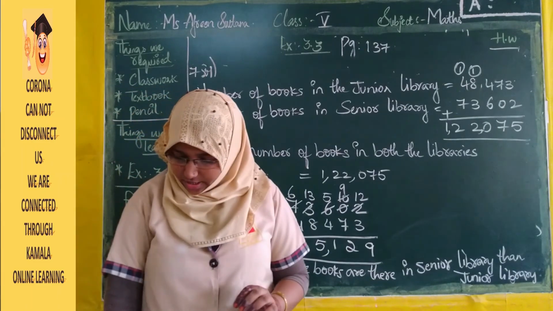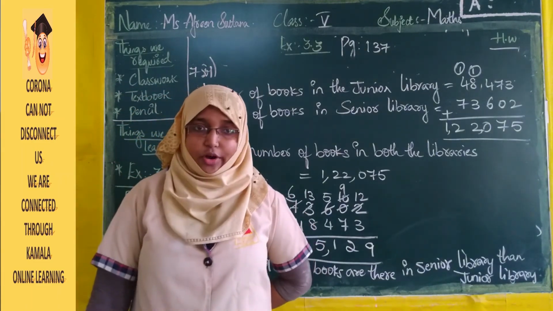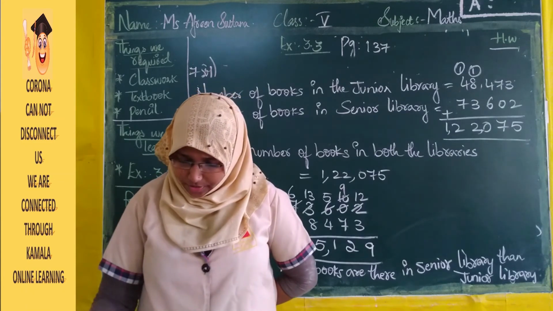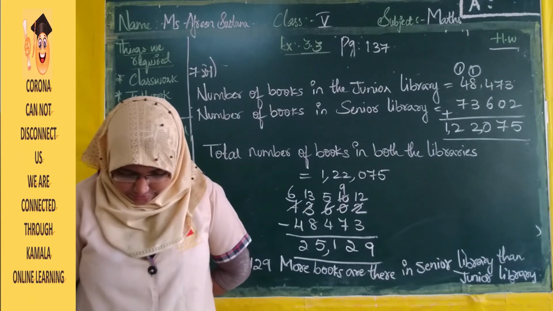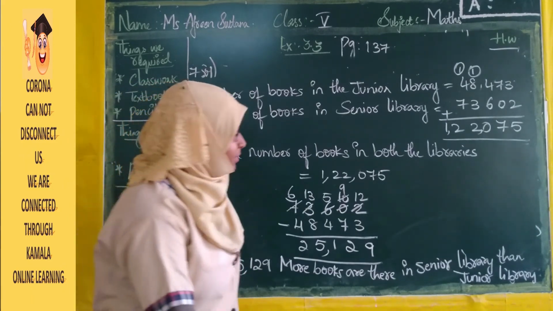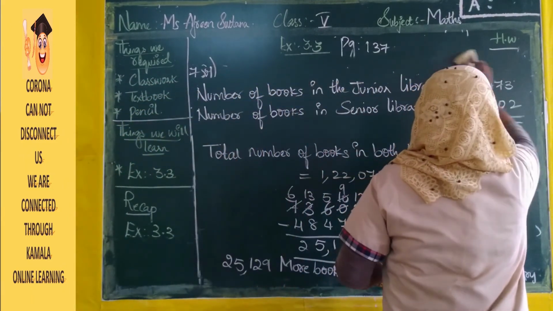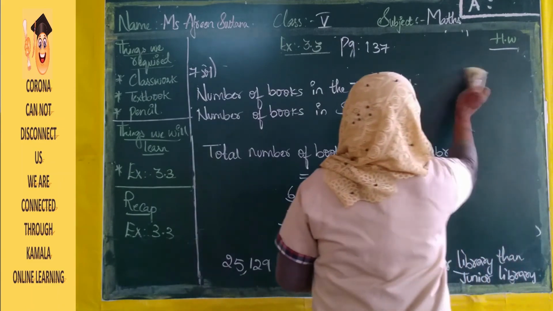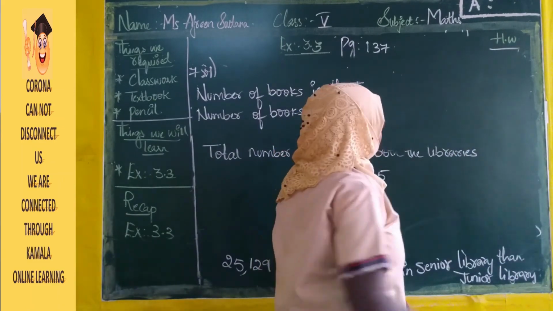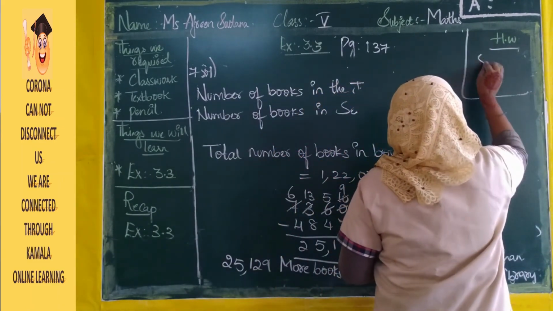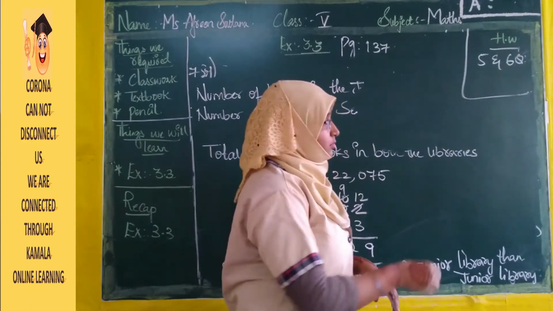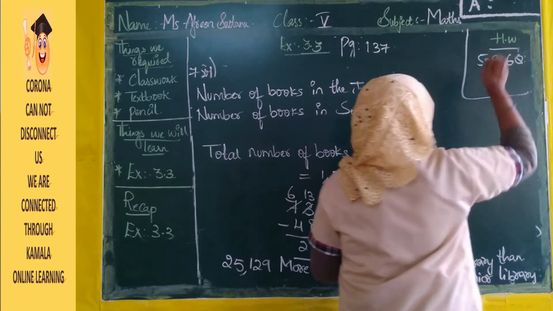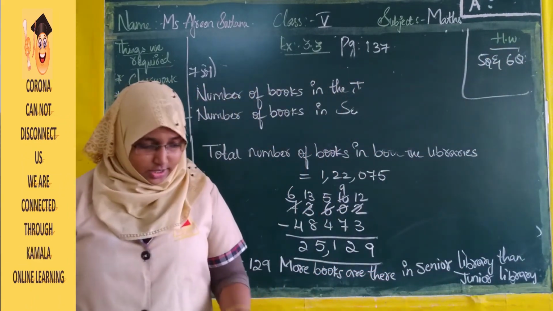So with this we have done our exercise 3.3. Hope it is very clear and you will do your homework. You have two problems here, the 5th and 6th one. So your homework is the 5th and 6th question.